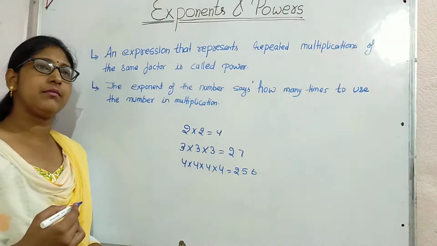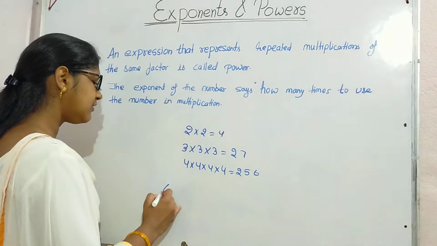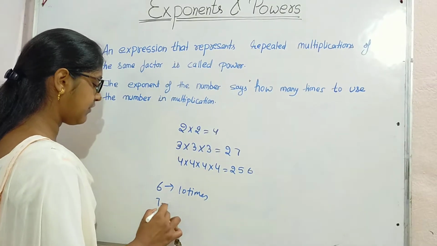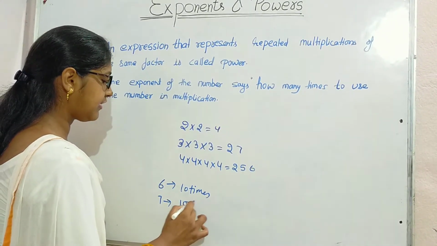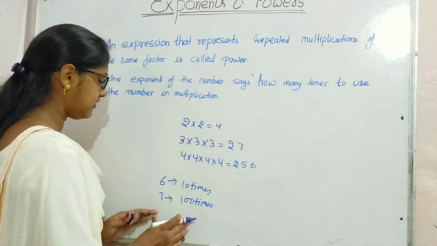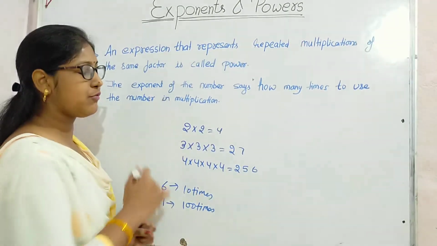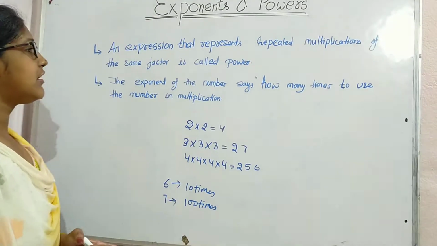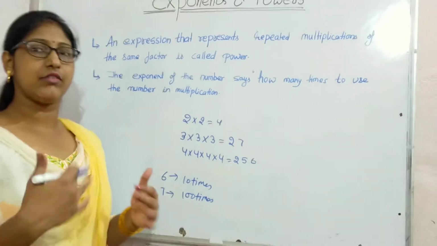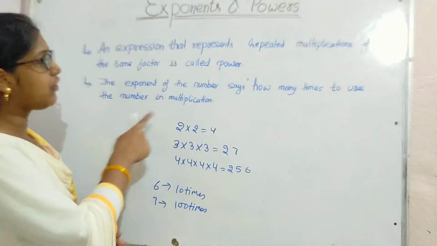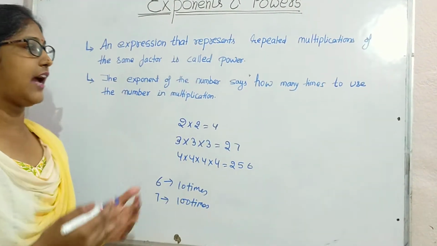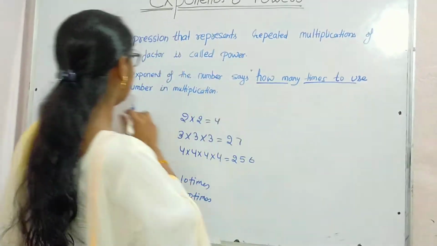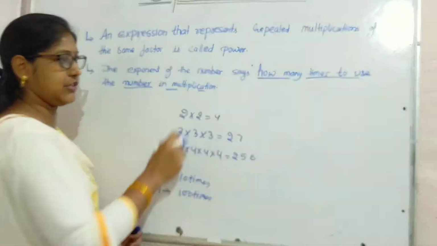But when we have to multiply a number like 6 ten times, or 7 a hundred times, then this is a quite lengthy and time consuming process. For this convenience, we use power and exponent. First we understand what is the exponent and then what is the power. Exponent of the number says how many times to use the number in the multiplication.